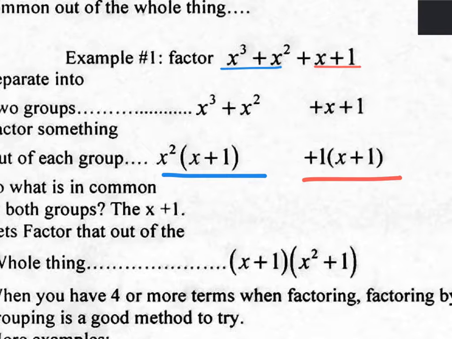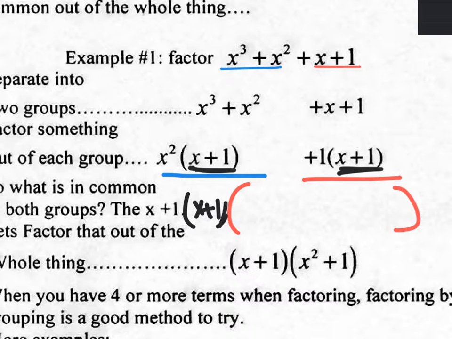Now we look at the first group and the second group, and see what we could pull out that's in common in both groups. As you can see, there's an x plus 1 right here, and there's also an x plus 1 right there, both in parentheses. So I'm going to take both of these and pull them out. If I put some parentheses, and pull this one out and this one out, they're going to come out to the front. That's going to be the x plus 1 out there in the front.